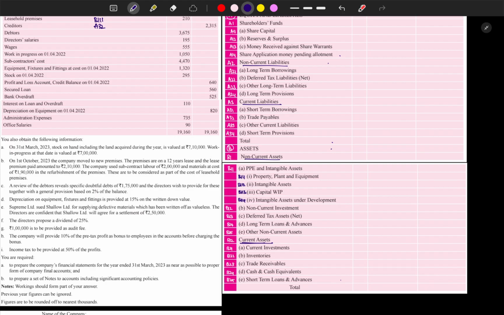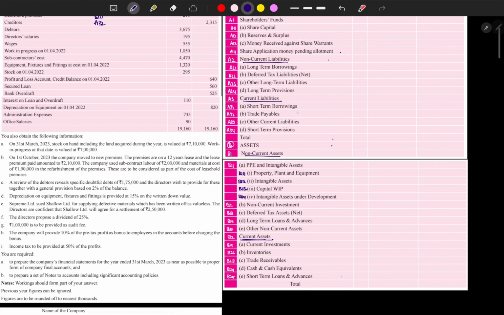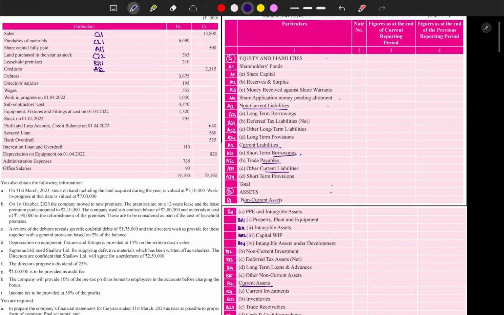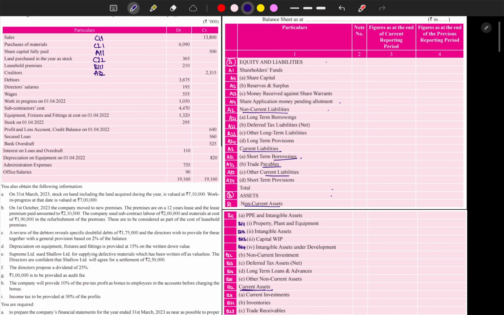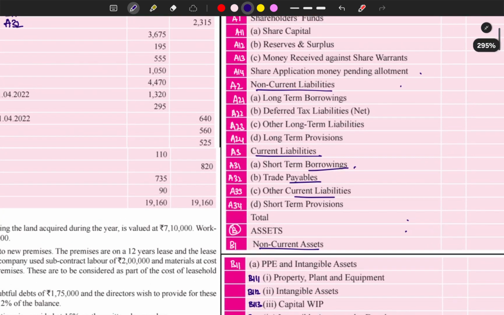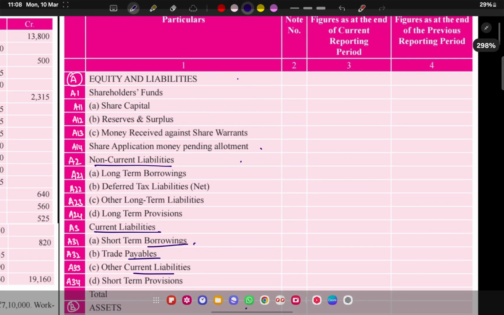If it is specific, we are going to arrange it under short-term borrowings, short-term trade payables. If it is general, we are going to use other current liabilities. I hope you guys have a little clarity about this. Okay, I'll just go through this for your understanding.